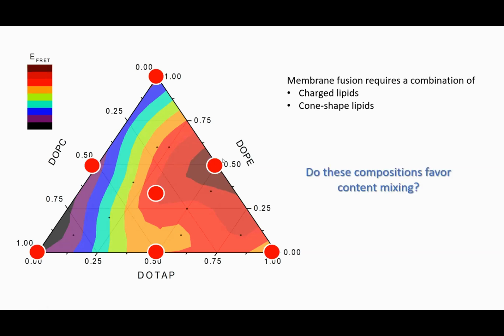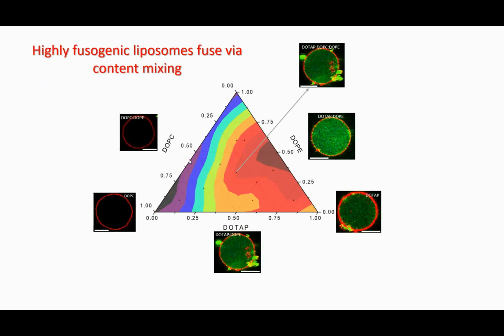The last question that we are able to answer so far is, do these compositions that favor fusion fuse via full fusion? The answer is, for all the LUV compositions that efficiently fuse, fusion is mediated via full fusion. So we have content mixing.